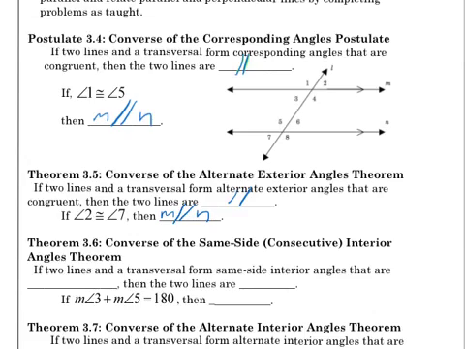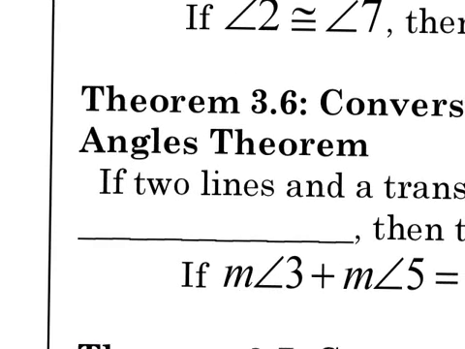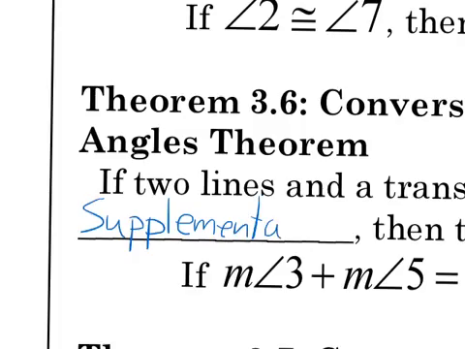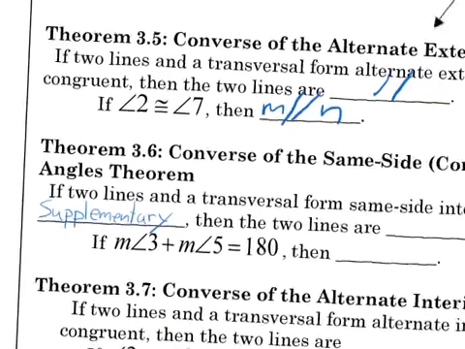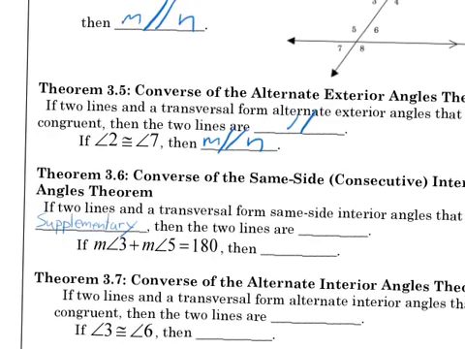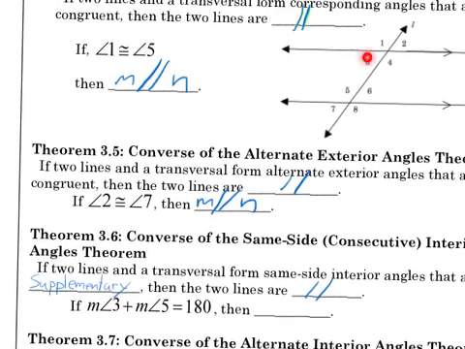Consecutive interior angles theorem. If two lines and a transversal form same side interior angles that are, now this is where it's different, not that are congruent, but now instead of congruent, they are supplementary. So if those two things are supplementary, then the lines are parallel. So, if you look at our drawing, if 3 and 5 actually add up to 180, making them supplementary, then that means that M is parallel to N.